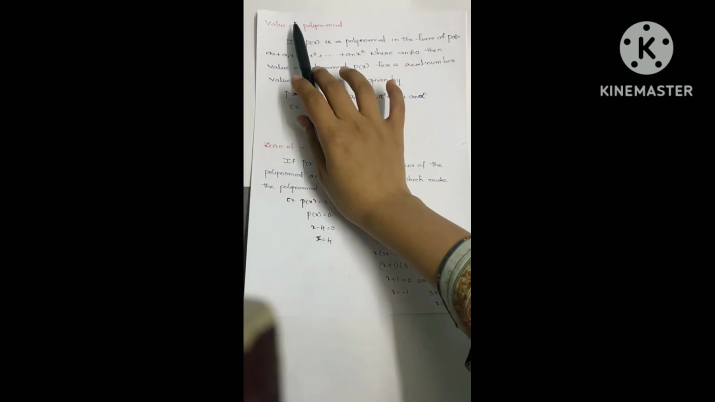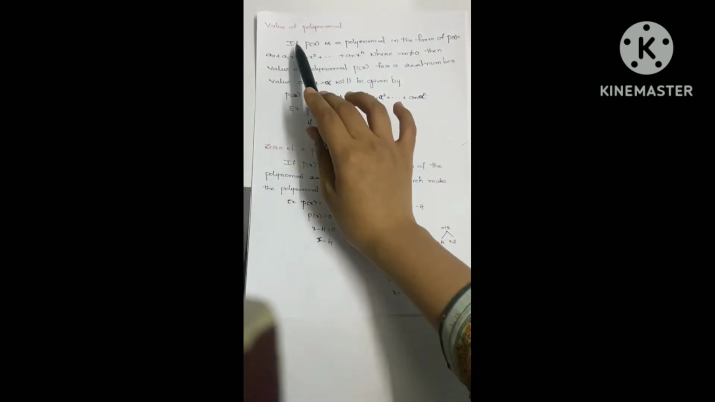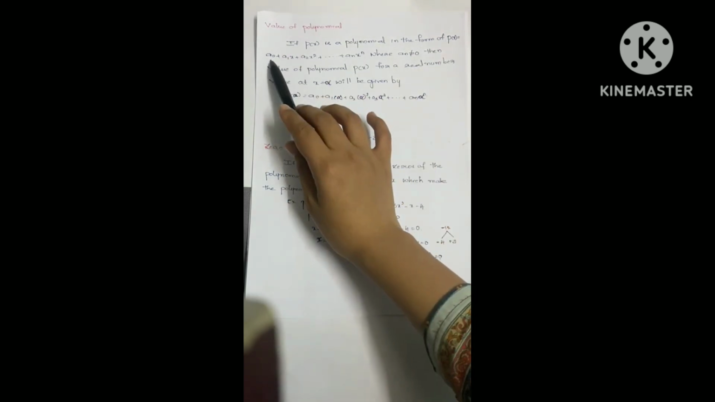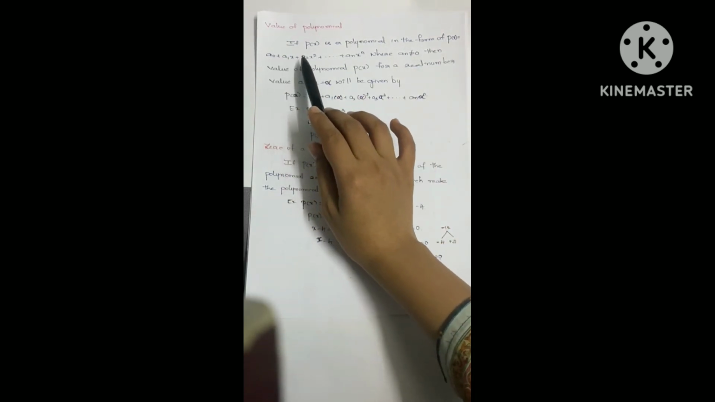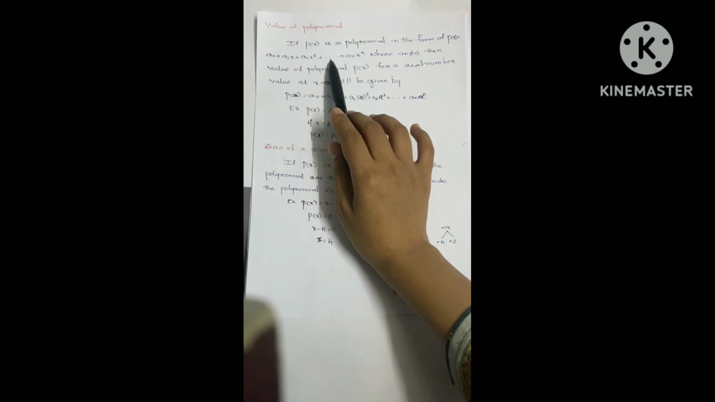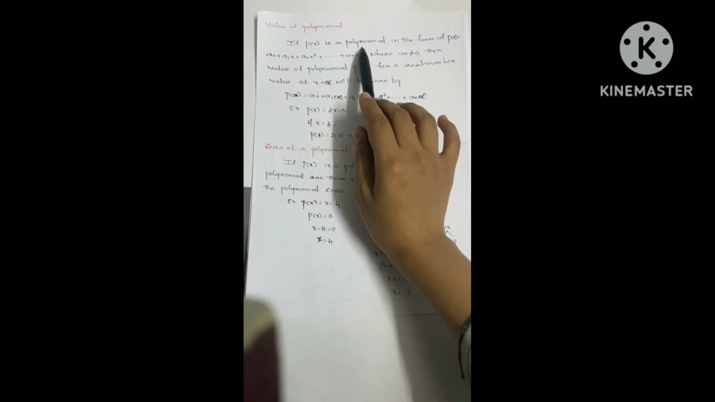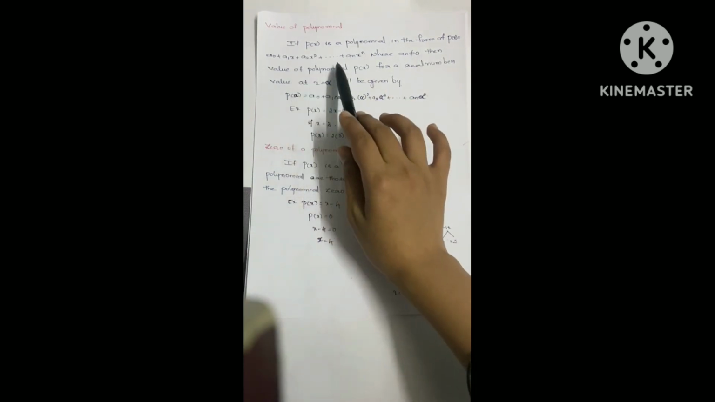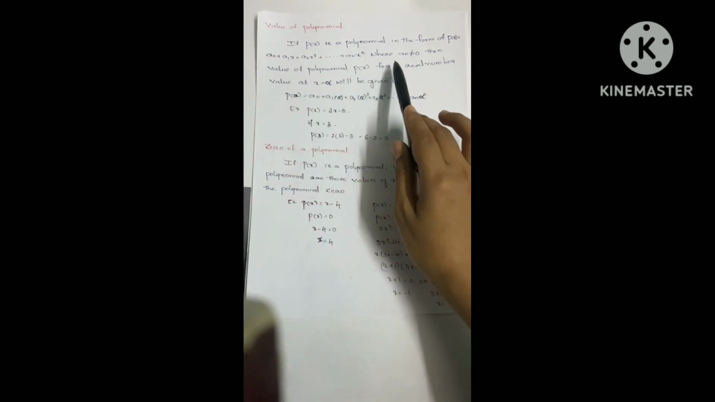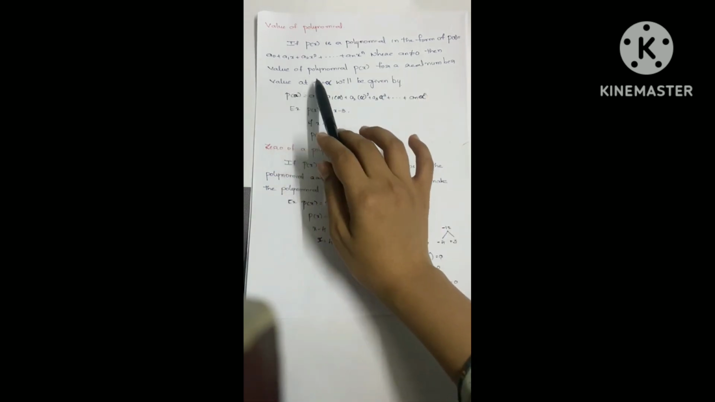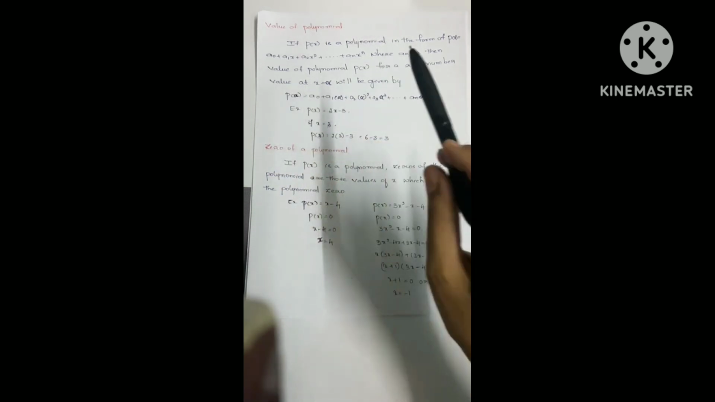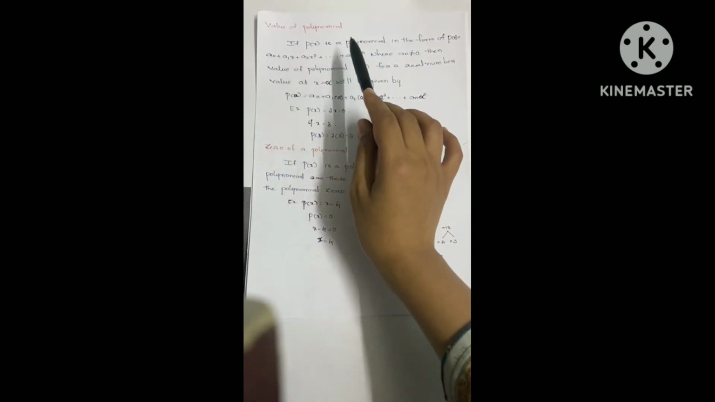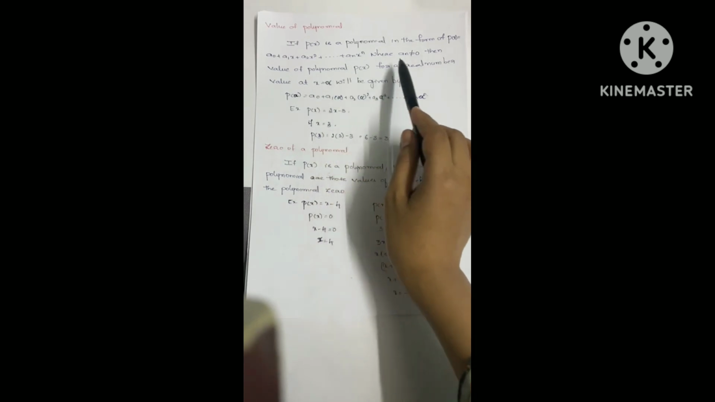So next is value of a polynomial. If p of x is a polynomial in the form of p of x equals a0 plus a1x plus a2x square plus up to so on an x to the power of n, where an is not equal to 0, then consider the value of polynomial p of x for a real number at x equals alpha. Here p of x is a polynomial in x and alpha is any real number.